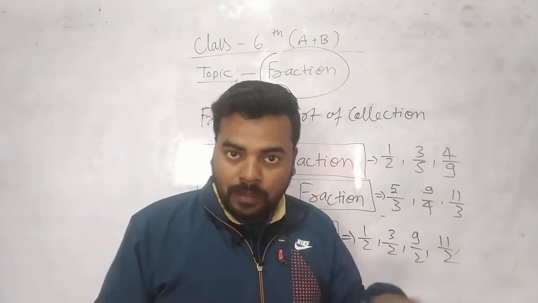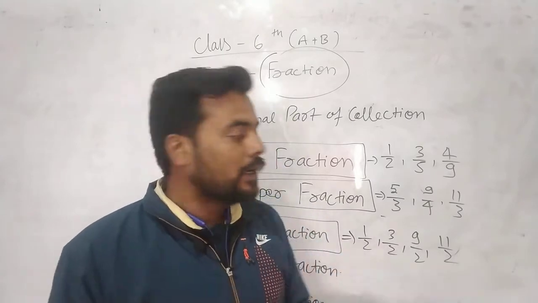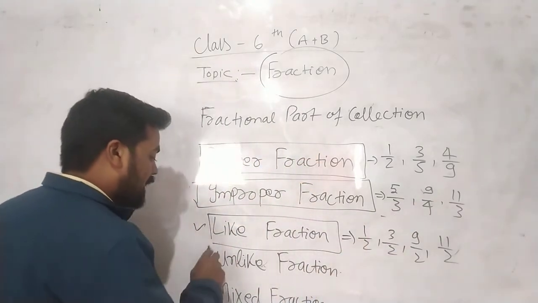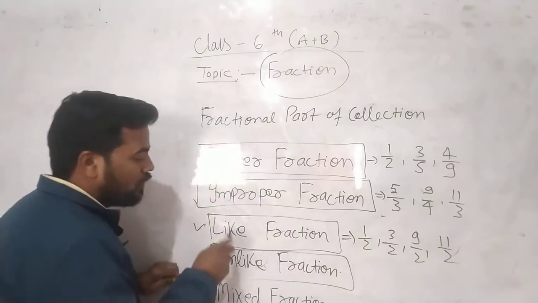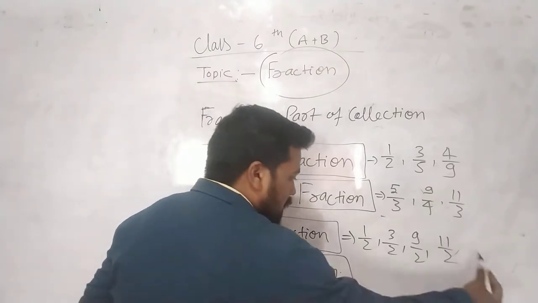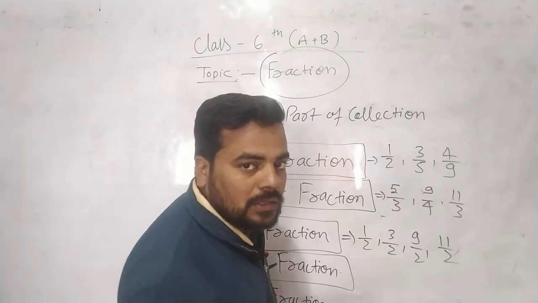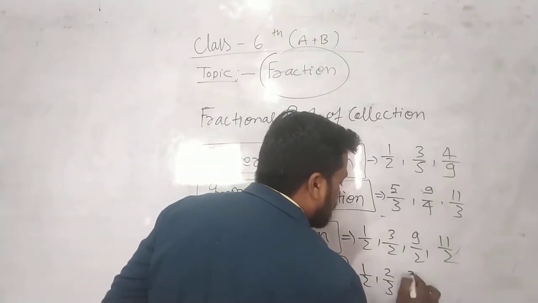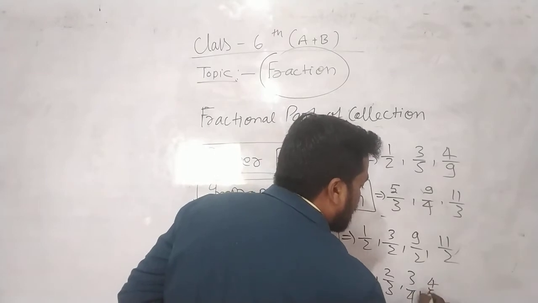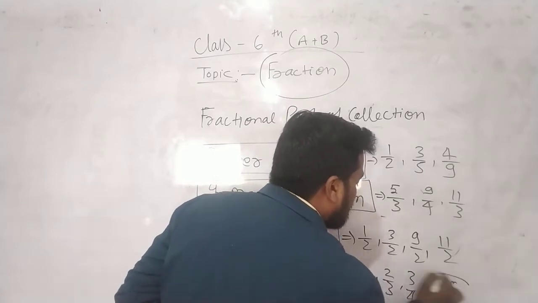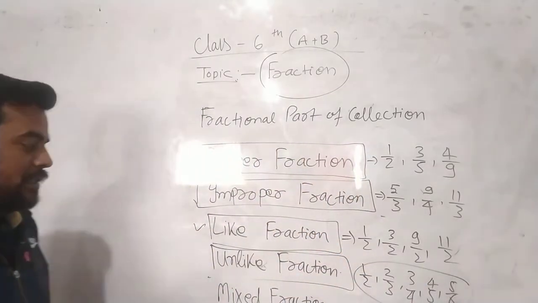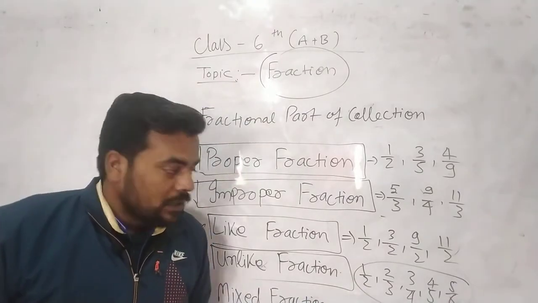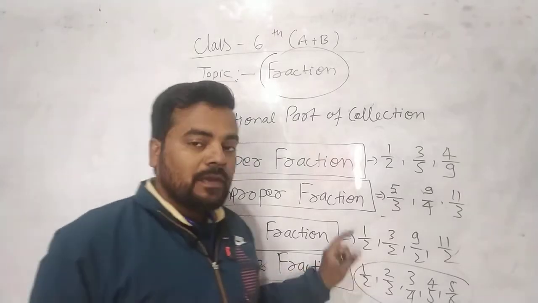Numerator will be different and denominator will be the same, that is known as like fraction. So what is unlike fraction? Just the opposite of like fraction. It means denominator is not same, is called unlike fraction. So 1 upon 2, 2 upon 3, 3 upon 4, 4 upon 5, 5 upon 6. These are the examples of unlike fraction. So in unlike fraction denominator will not be same, and in like fraction denominator will be same.